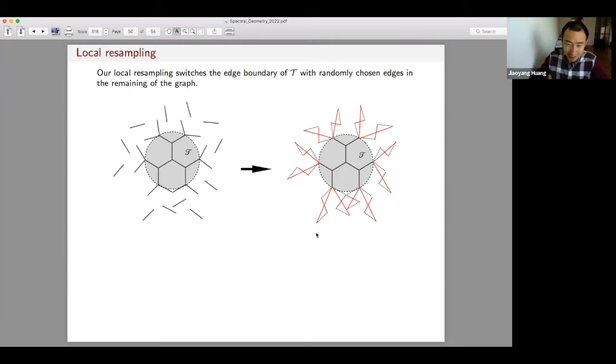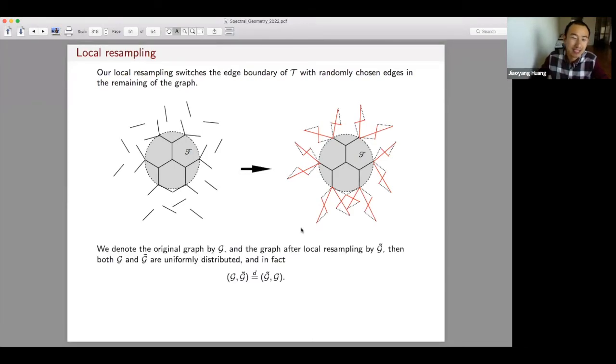And this also gives us an exchangeable pair. If we have this original graph G, and the graph from the local resampling, we get this G tilde. Both G and G tilde are uniformly distributed. And more importantly, if you do this simple switching twice, for these two red edges, you will get back to these two black edges. So actually it's a involution. That gives G, G tilde, and G tilde, G. Actually, they form an exchangeable pair. If you exchange them, the law does not change.